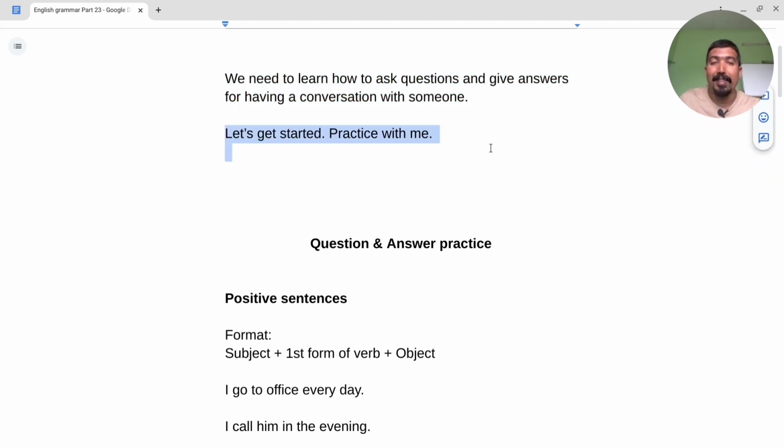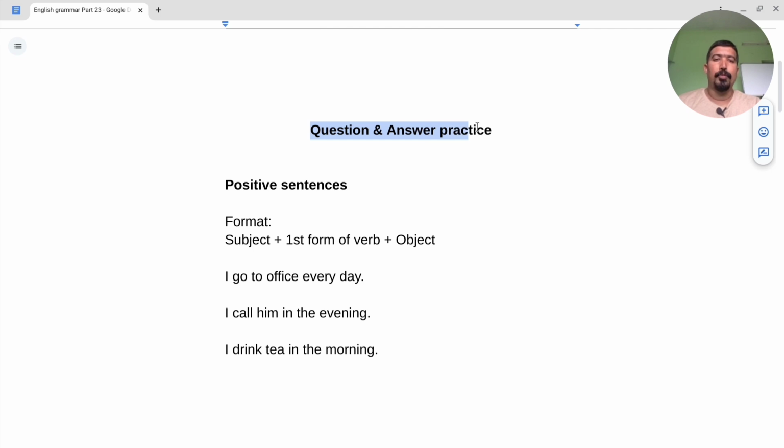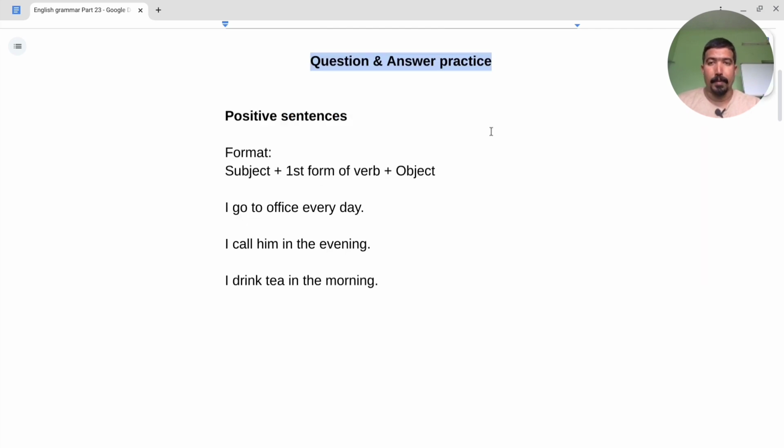Remember to practice with me. Question and answer practice. Positive sentences. Let us get started with positive sentences. How do you frame a sentence in simple present tense? The format of simple present tense is subject plus first form of verb plus object. Don't worry too much about this format. When we learn these examples that I have written under that, you can see it is very easy to learn. Subject means the subjects in English like I, we, you, they, he, she, etc. And verb means there are different kinds of verbs.